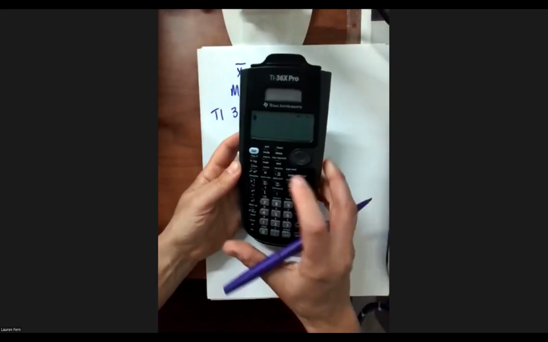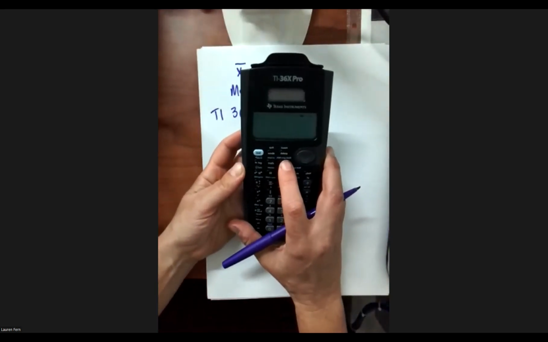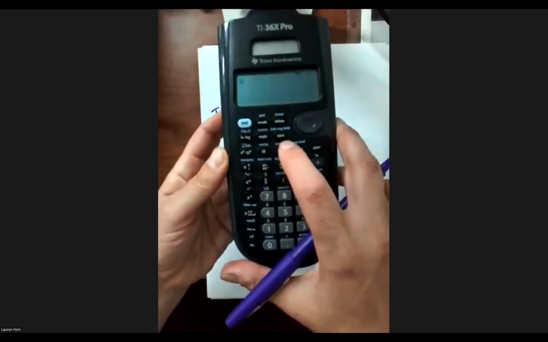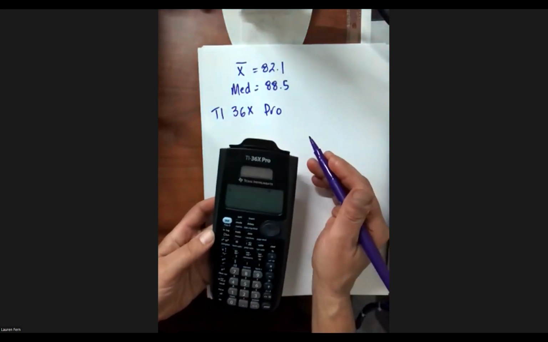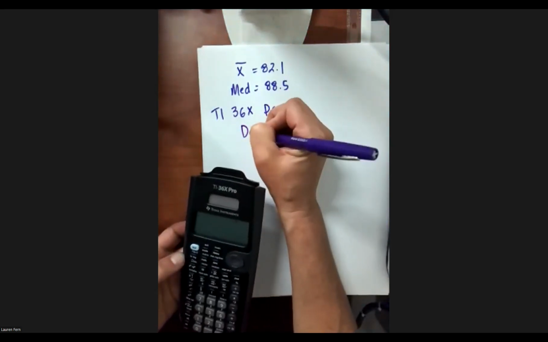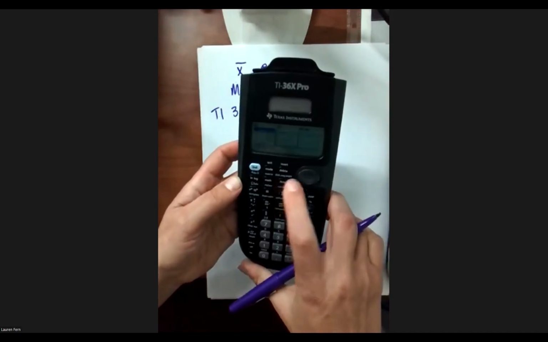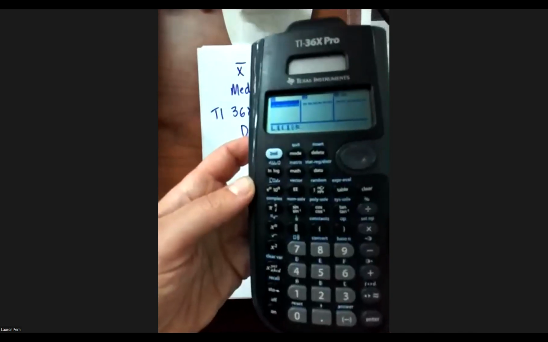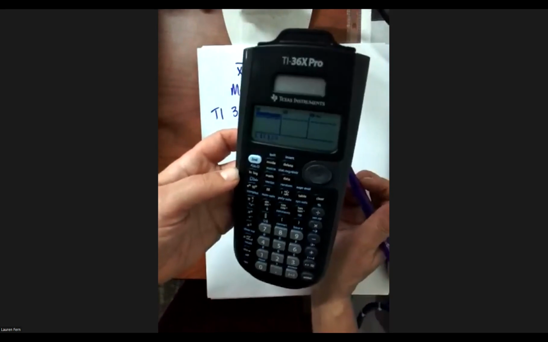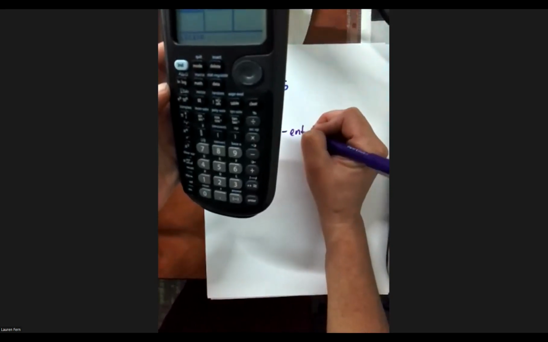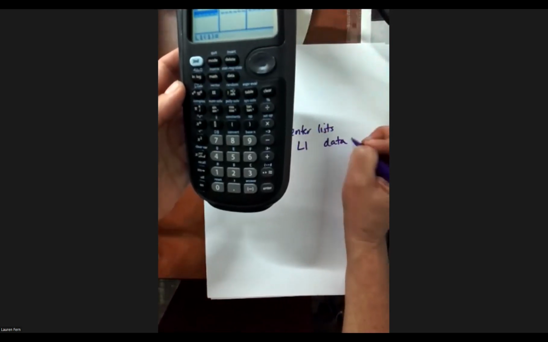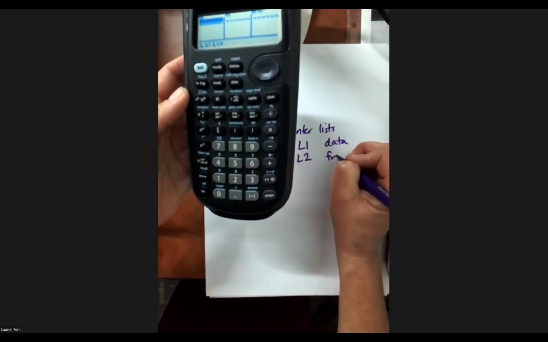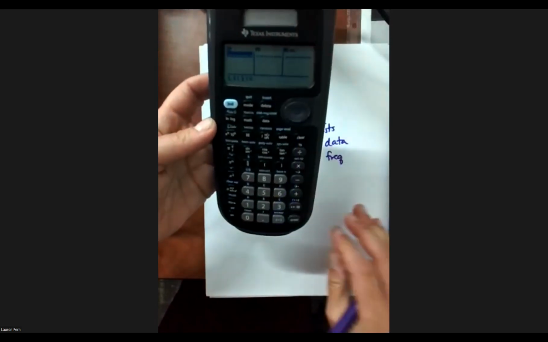Okay. So here's this data button. For those of you who have this TI-36X Pro, you want to go to your data button. And what should come up immediately are these lists. And you're going to enter the lists just the same. Again, you're going to use L1 for your data. And when it's relevant, we're going to use this L2 for our frequency.